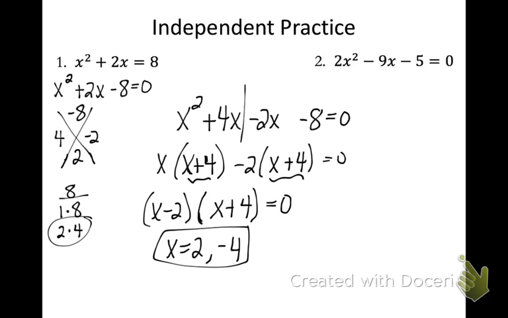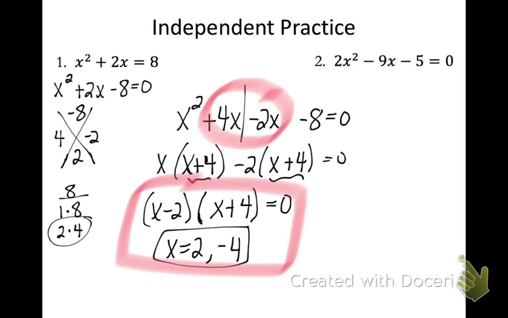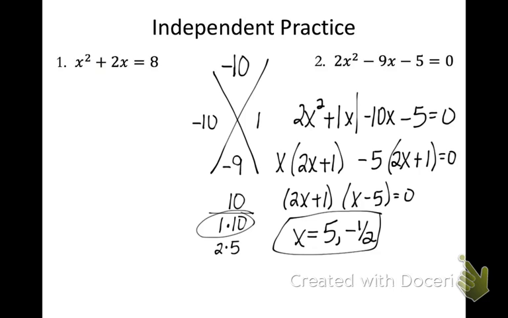Here's my answer for the first problem. Note you might have switched these two. You might have put the negative 2x first and the 4x second, but in the end we would still get the same answer. And here's my answer for the second one. Again, you might have switched this 1 and the negative 10, and that's fine. You should get the same answer.